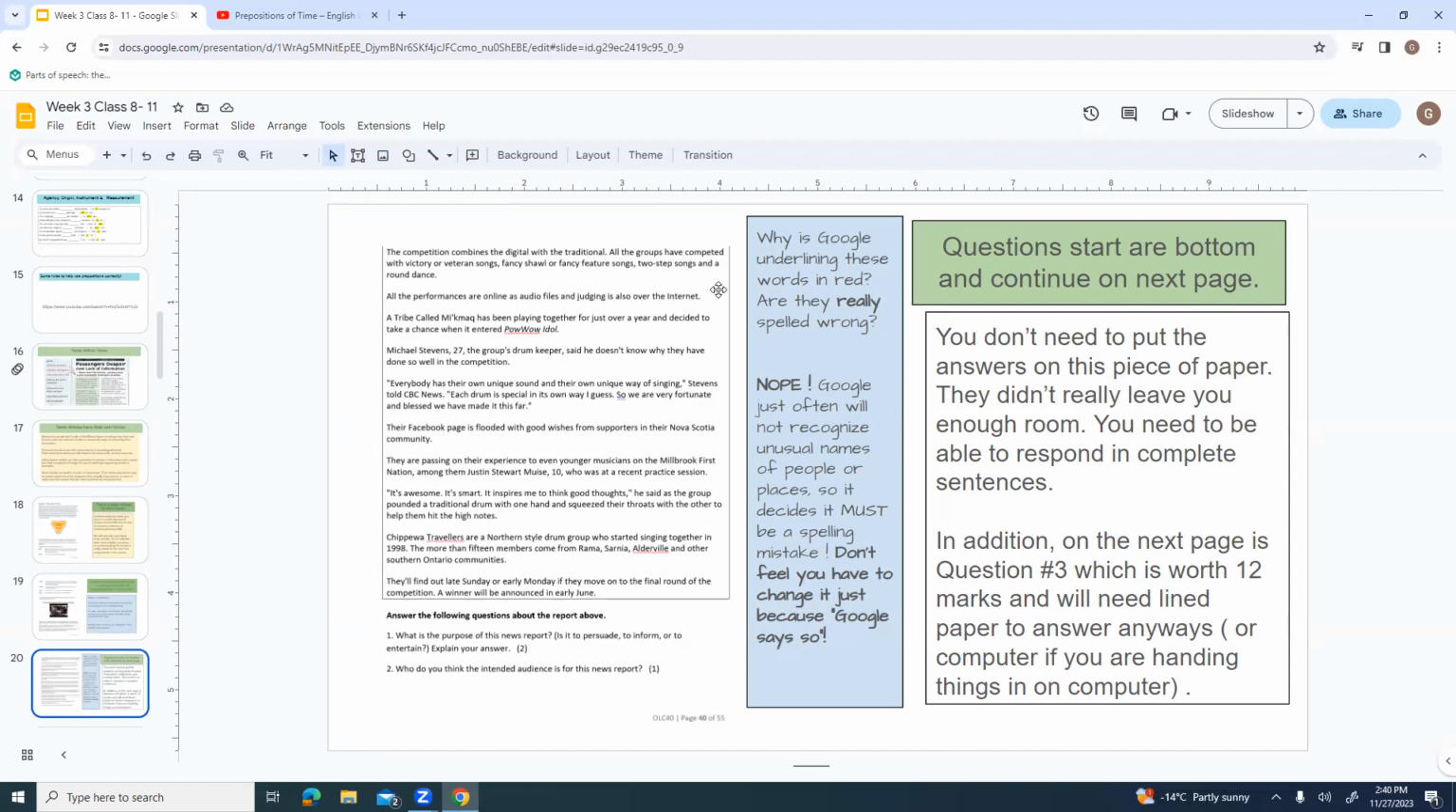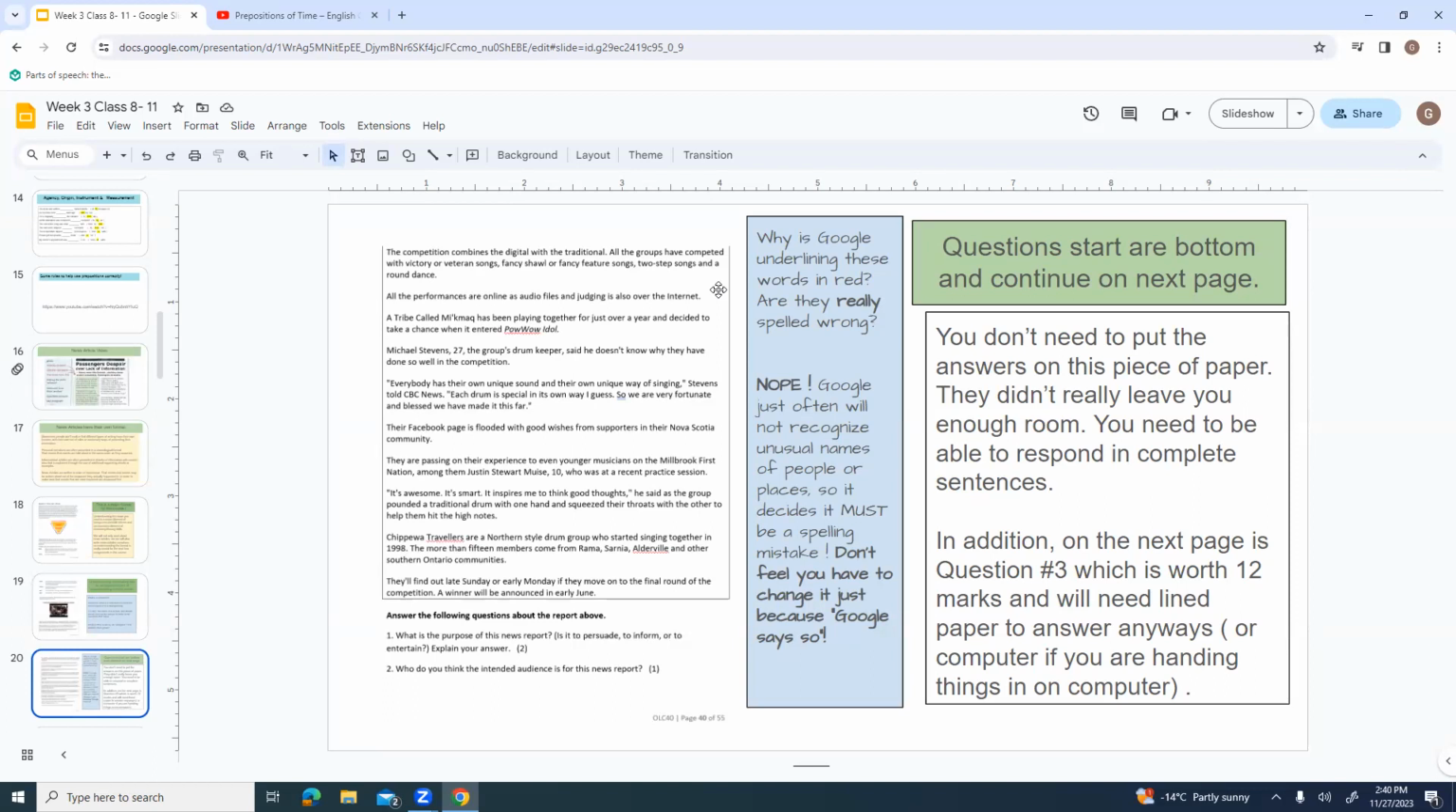Chippewa Travelers are a Northern-style drum group which started singing together in 1998. The more than 15 members came from Rama, Sarnia, Alderville, and other Southern Ontario communities. They'll find out late Sunday or early Monday if they move on to the final round of the competition. A winner will be announced in early June.